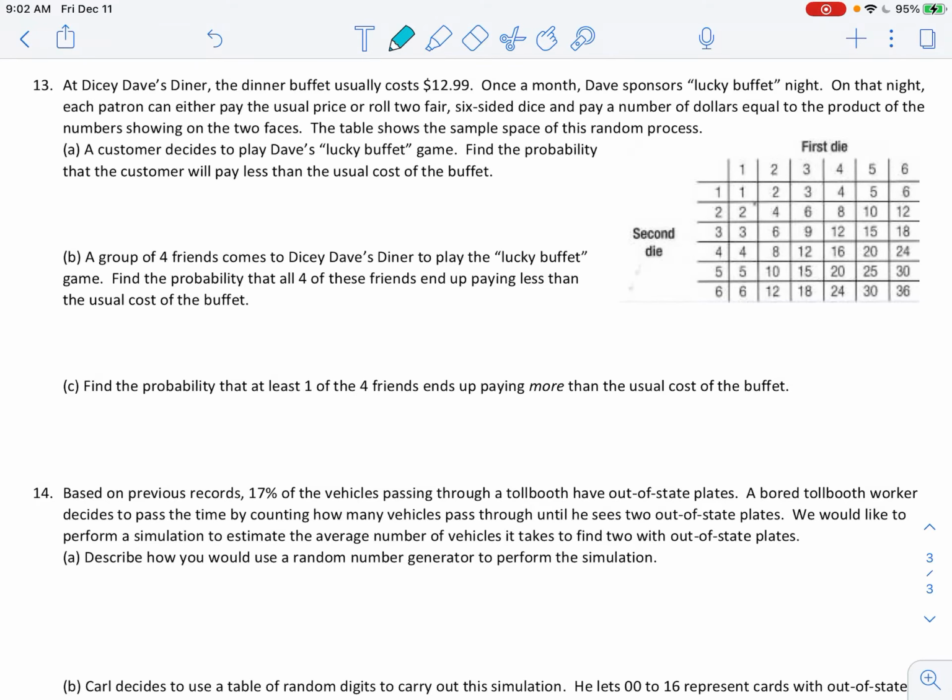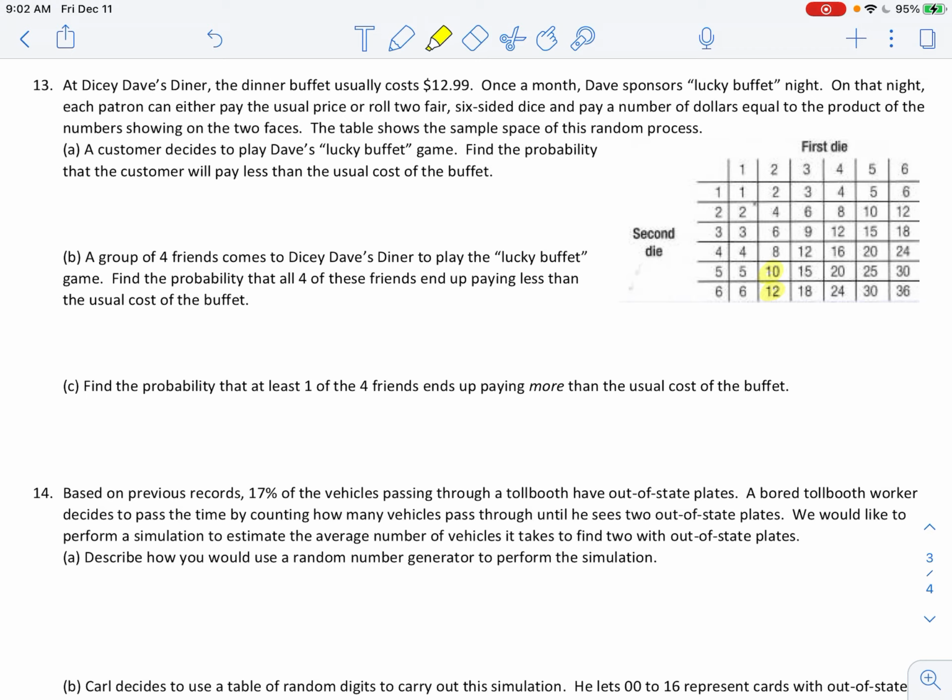Number 13 describes a scenario where two six-sided dice are rolled and the product of the two faces is taken. That's the price the patron would pay, but it's usually a $13 buffet. So it just wants to know first, find the probability that the person will pay less than the usual cost of the buffet.